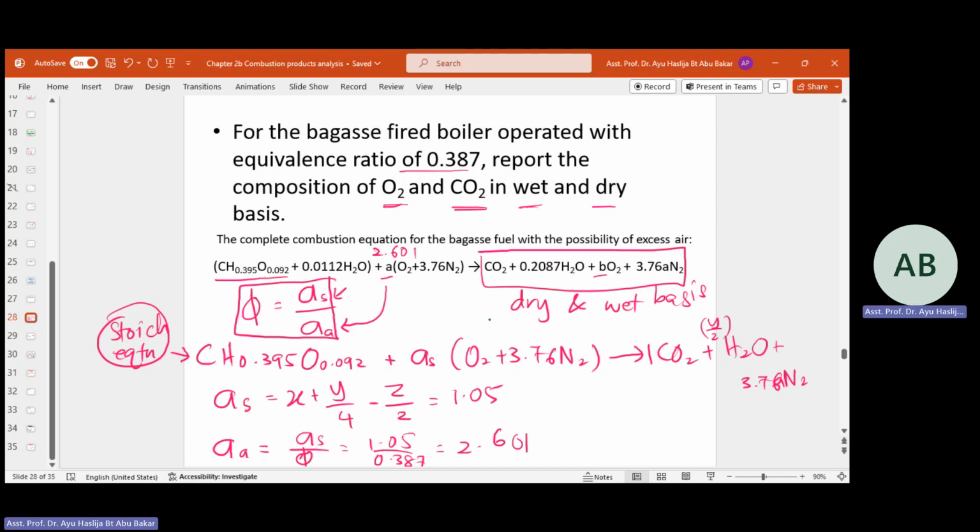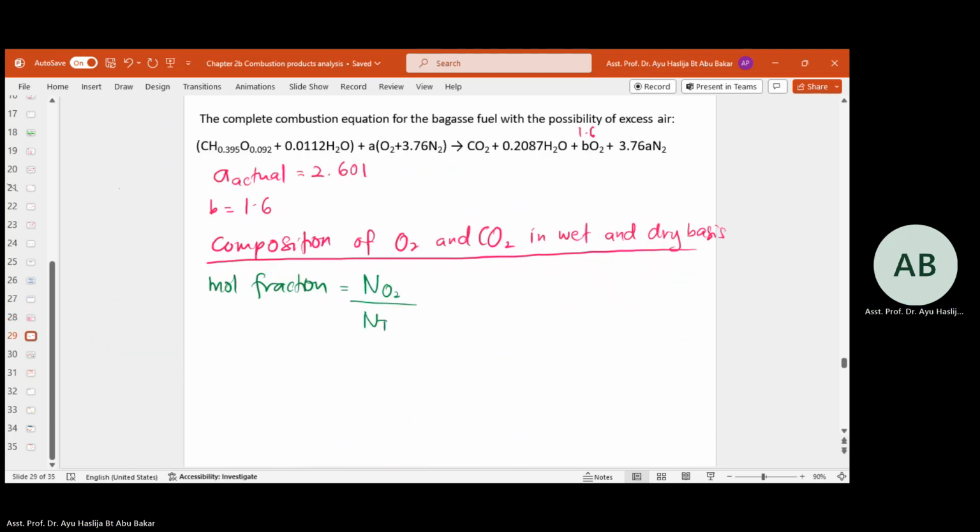Kalau composition means mole fraction, mole fraction kita dah kena dapatkan total mole of the product. Okay, mole fraction in equation dia yang ni. General equation, mole fraction N of the component lah, in this case O2 and CO2. And this N total kat sini, it depends wet or dry. So kalau N total, boleh faham? N total wet, semua termasuk H2O.